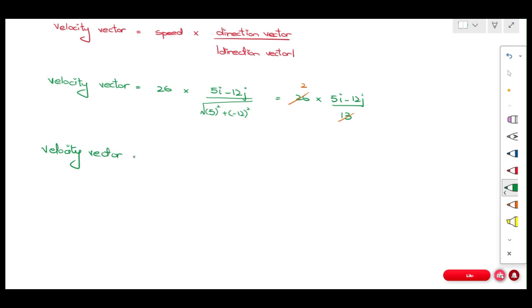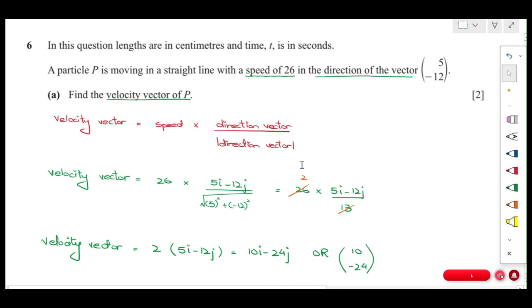Velocity vector becomes 2 times of 5 i unit vector minus 12 j unit vector, right? So this should be 2 times 5 is 10 i unit vector minus 2 times 12 is 24 j unit vector. Or we can also write this as a column vector, which is (10, -24). You can do both representations, this way or in a column way. So this would be the velocity vector of the particle P, which is 10i minus 24j.